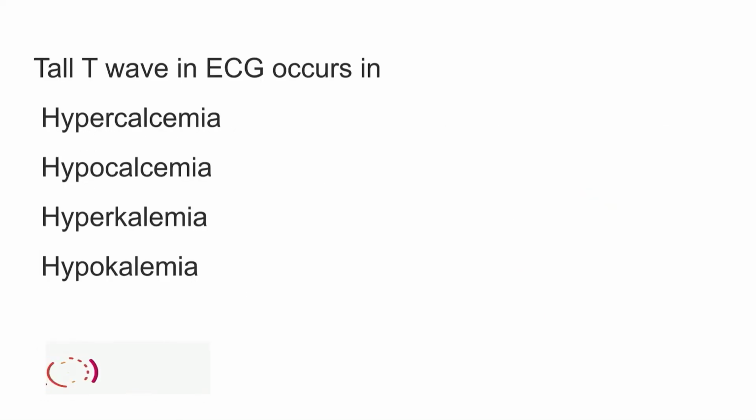Tall T wave in ECG occurs in which condition? The most appropriate answer would be hyperkalemia. However, in certain cases, hypercalcemia can also have tall T waves. But for the sake of this question, to choose the best answer, we can choose hyperkalemia.